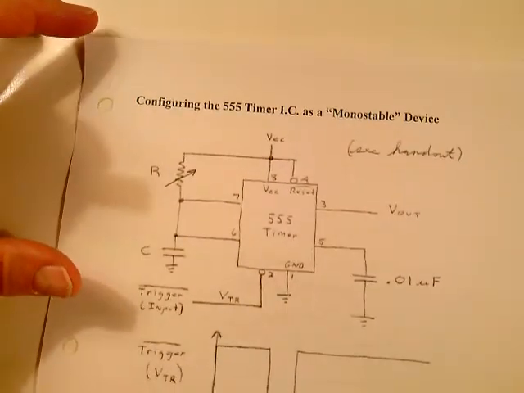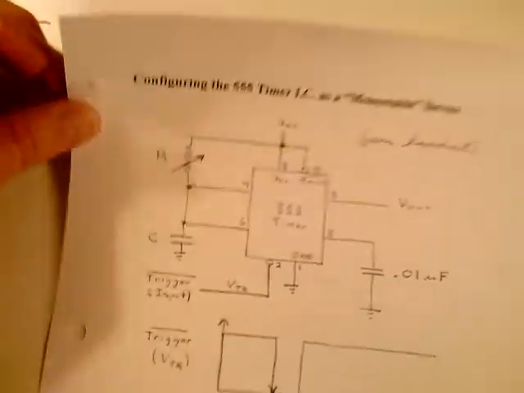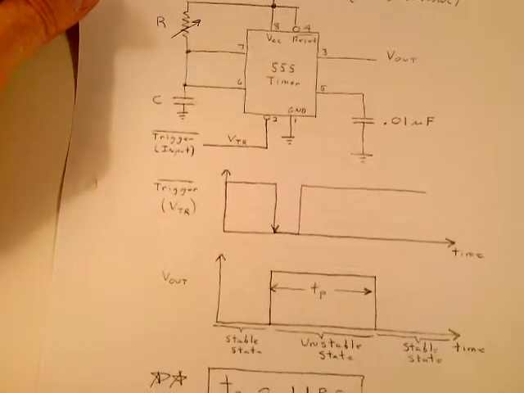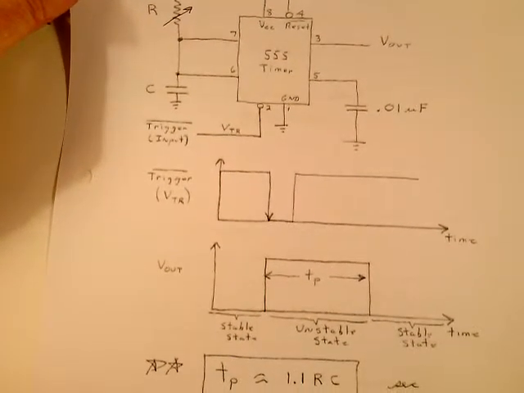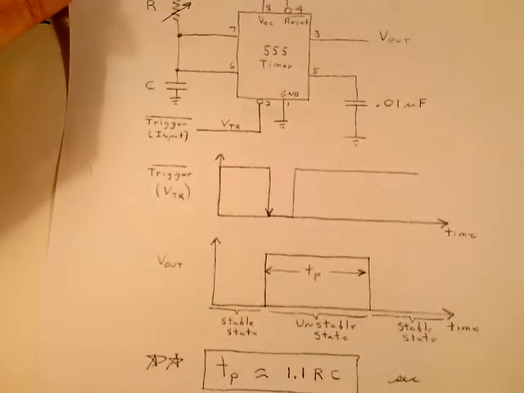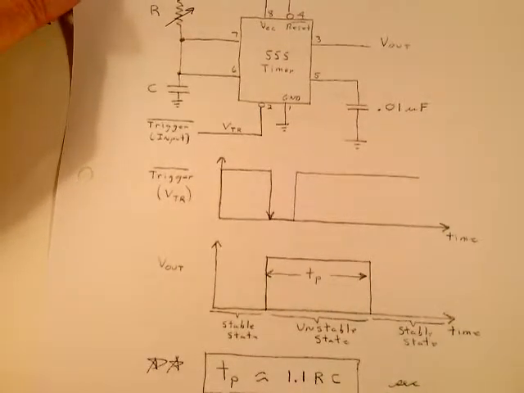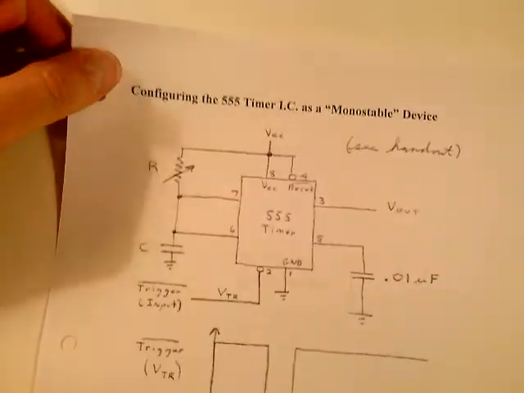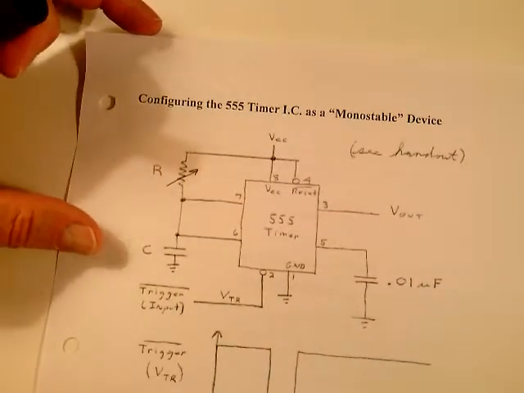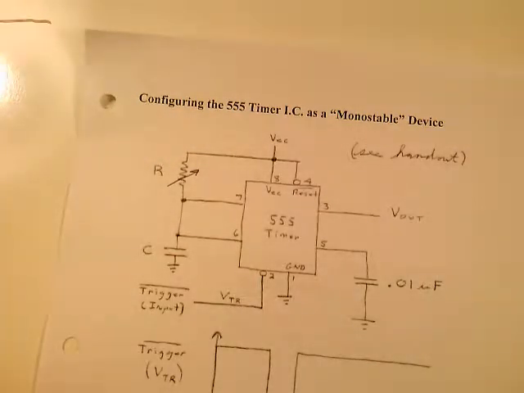Configuring the 555 timer IC as a monostable device is pretty easy to do. It's on page 191. Down at the bottom it says you might want to get out your 555 specifications, your spec sheet for the 555. I think it's on page 7 or 8. It talks about the application notes, the monostable operation of this. It discusses the astable and the monostable. I think the monostable's first though.